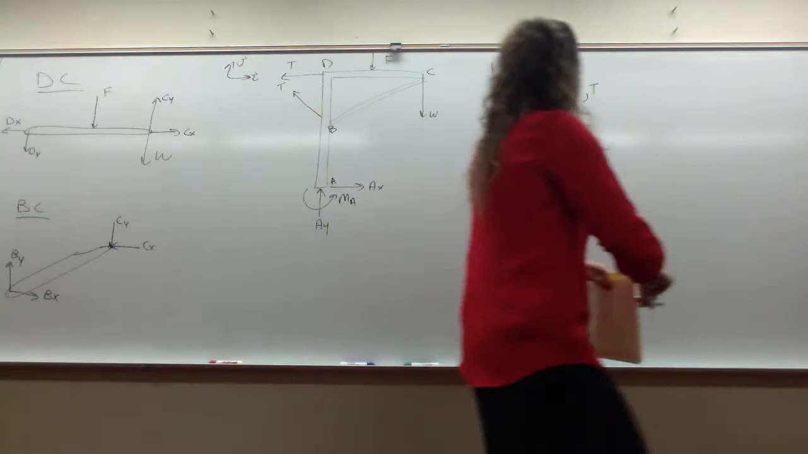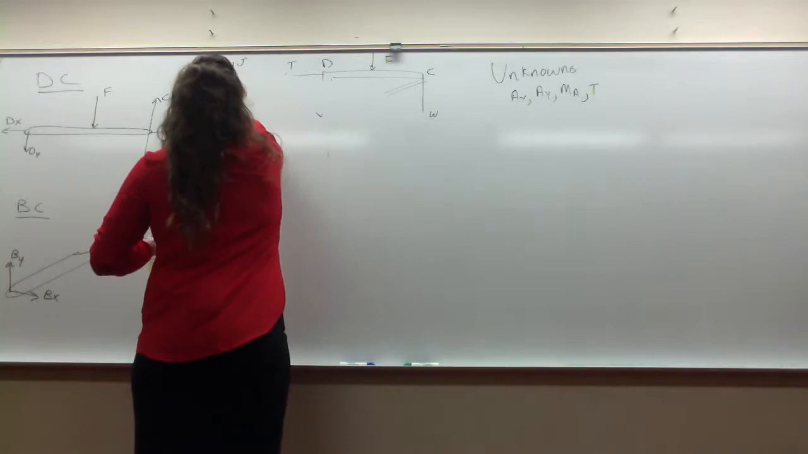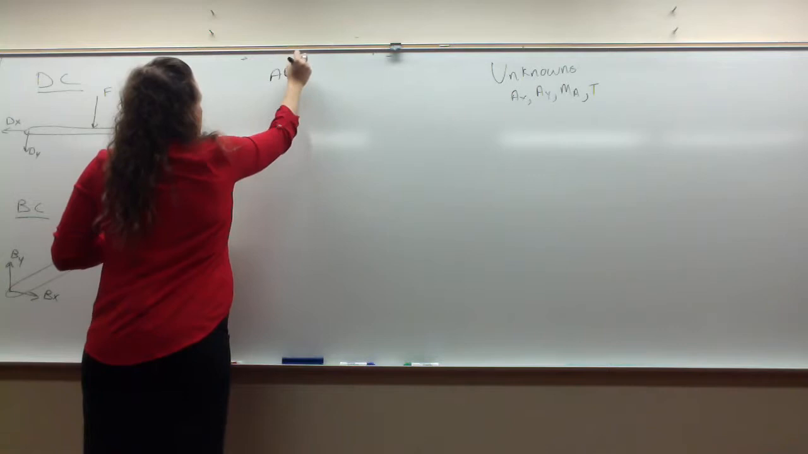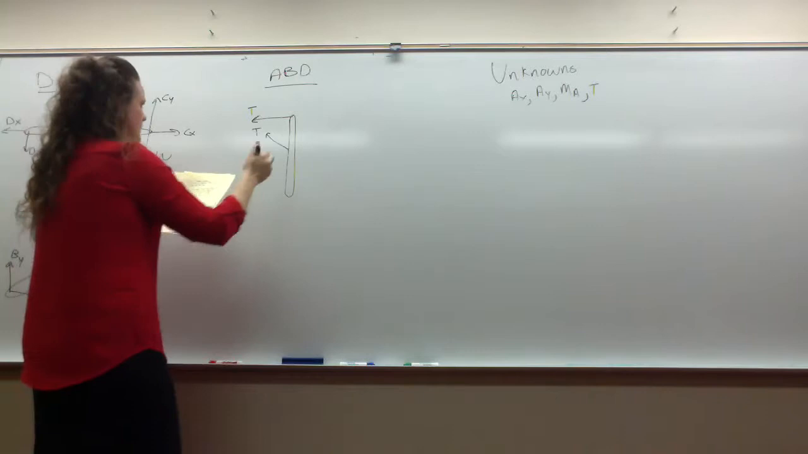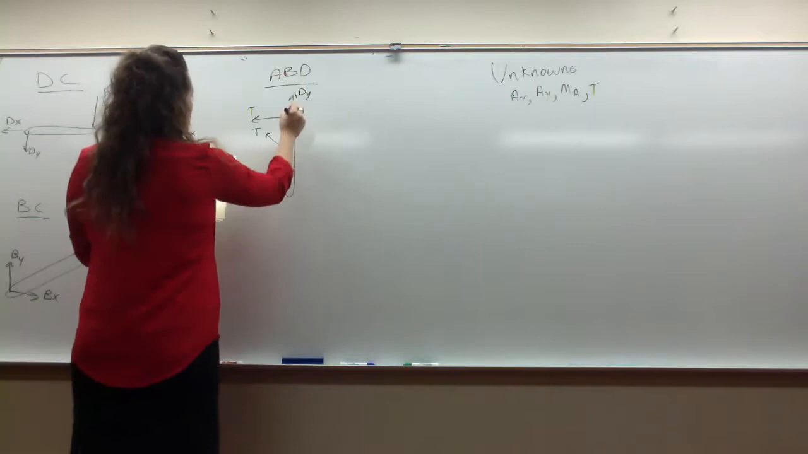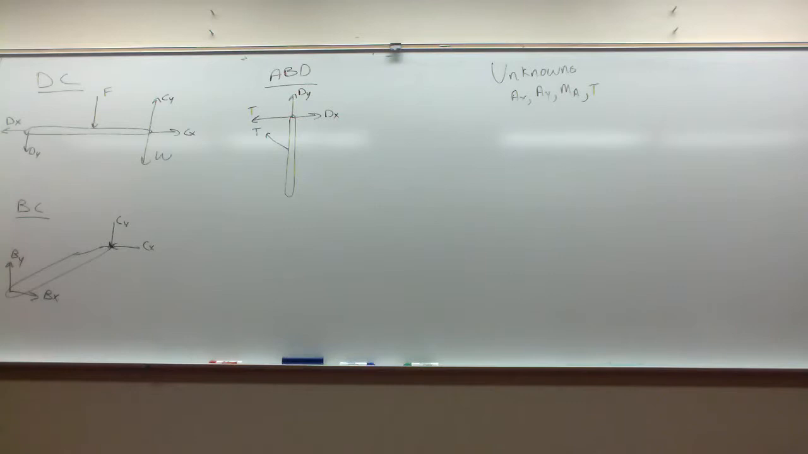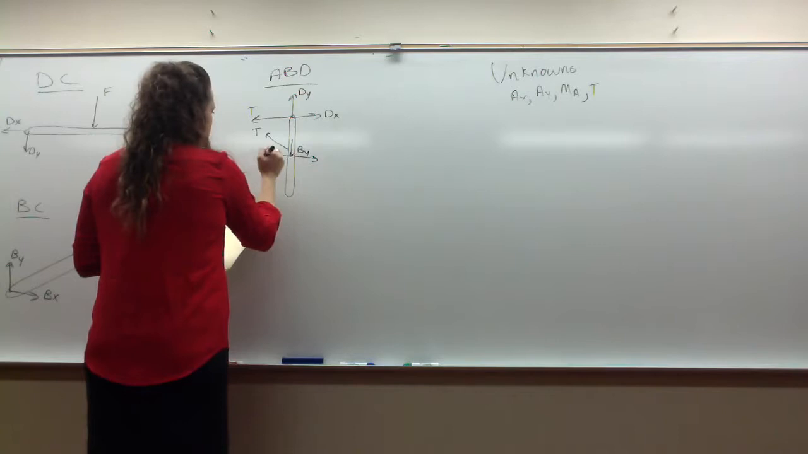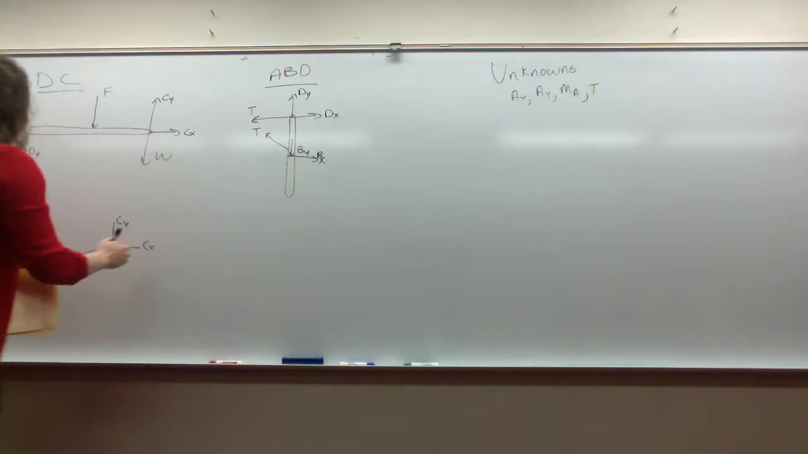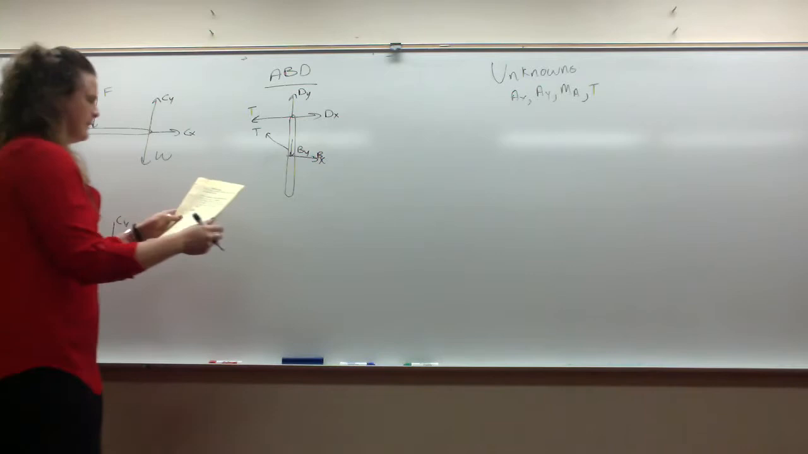And then I'm going to erase. Now we draw ABD. Okay. I draw my tension forces. Okay. And I need to draw DY and DX equal and opposite to how it was drawn in member DC at those shared connections, equal and opposite. Same with my constraint at B, BX. Okay. I'm going to change this sign for the purpose of the example. Okay, and we also have these reaction forces at A.